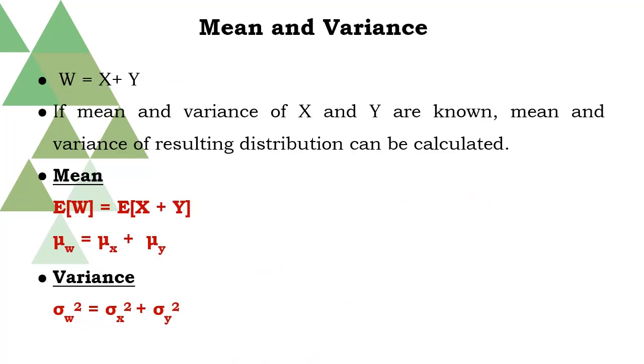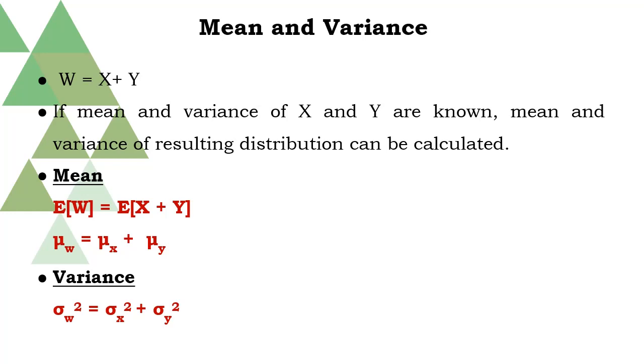Next topic is mean and variance. We know that W is equal to X plus Y, and if the mean and variance of X and Y are known, then we can calculate the mean and variance of W. First is the mean. The mean is denoted by the expected value of W, which is equal to the expected value of X plus Y. If the expected value of X is equal to mu X and the expected value of Y is equal to mu Y, then mu W will be equal to mu X plus mu Y.